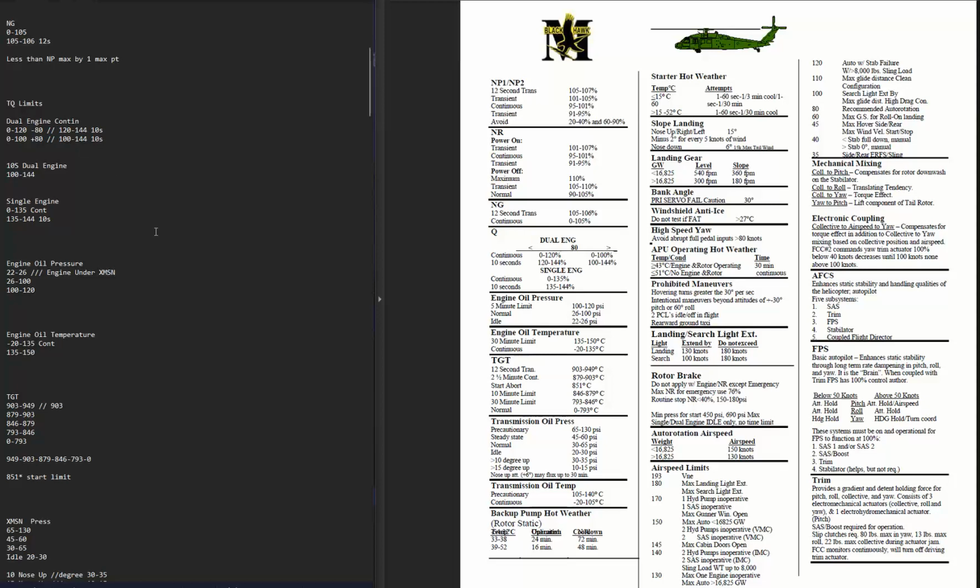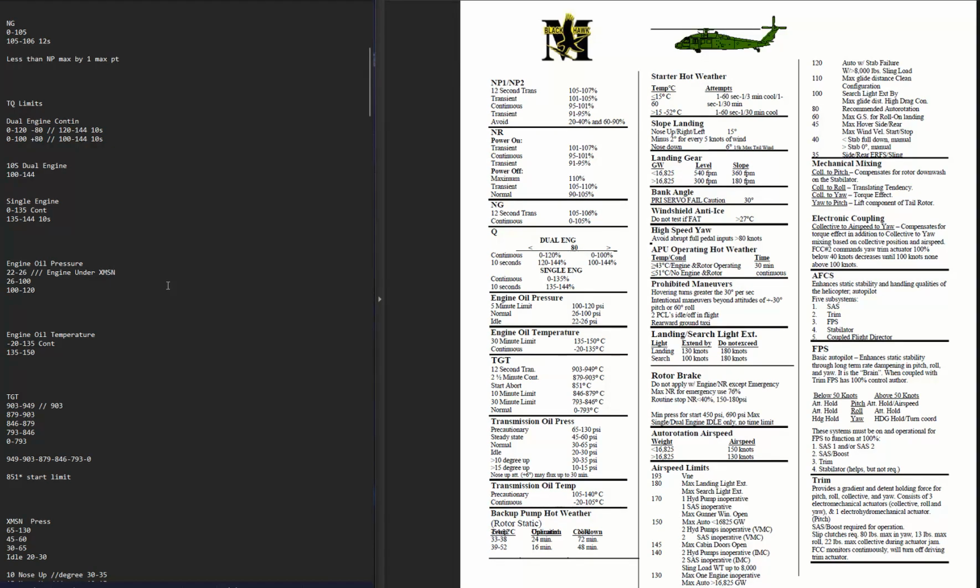All right, engine oil pressure. One of the easier ways to remember it is that it's a lower starting point than your transmission pressure. So it's going to be 22 to 26 for your idle, followed by 26 to 100 for your normal range, and then followed by your 5-minute limit, which is at 100 to 120. Also, engine is the only one you're going to see actual timed limits on. You're going to have a 5-minute limit and a 30-minute limit.